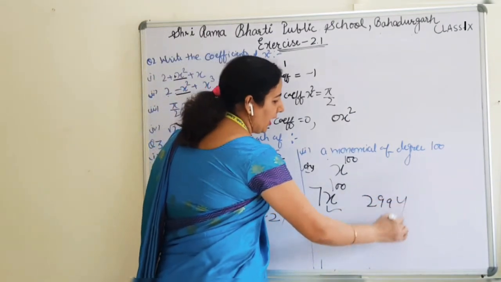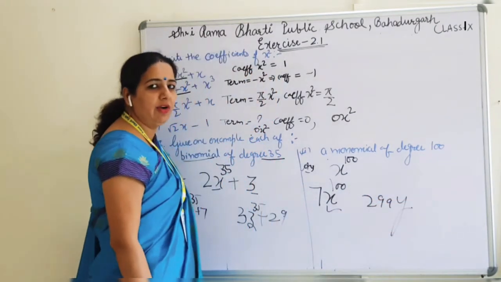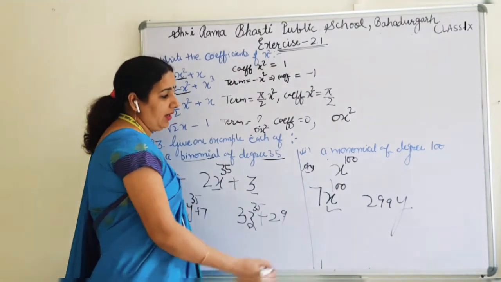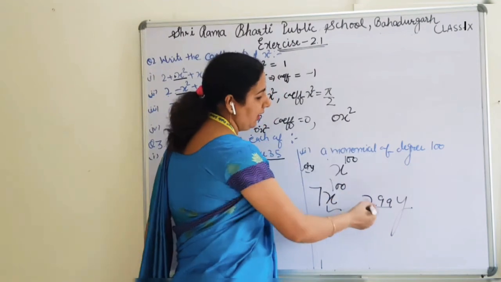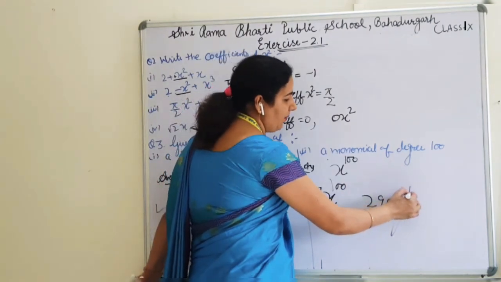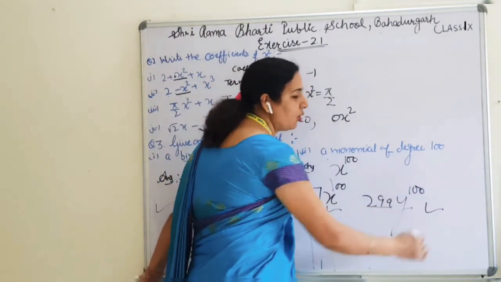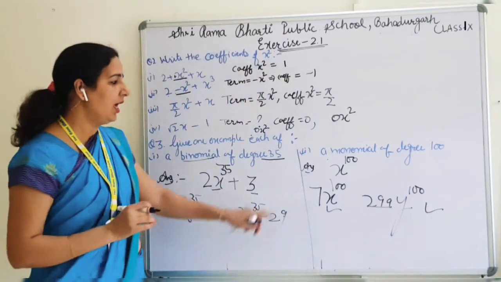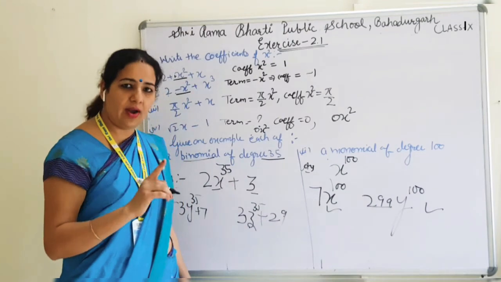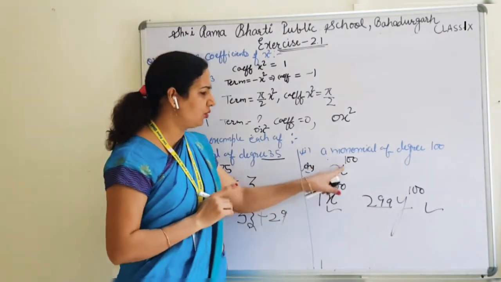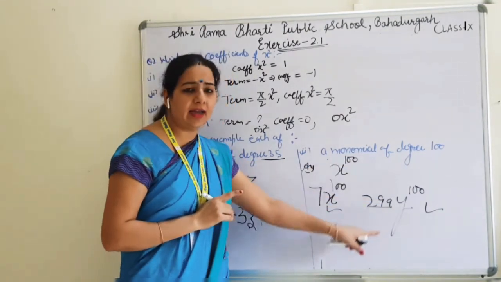299y. I have taken y. I will not take your x. One student has taken y and the coefficient 299. Now make the degree 100. Yes, this is also correct. I just want to see that it should be a monomial, meaning 1 term, and the degree should be 100. So all our answers are correct here.